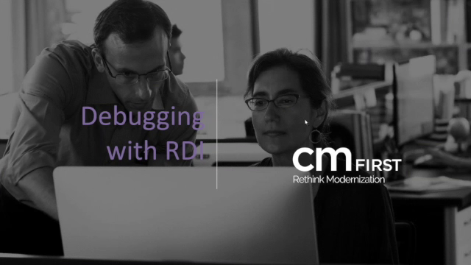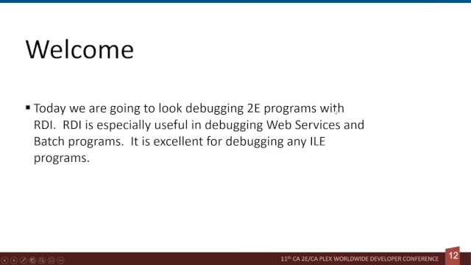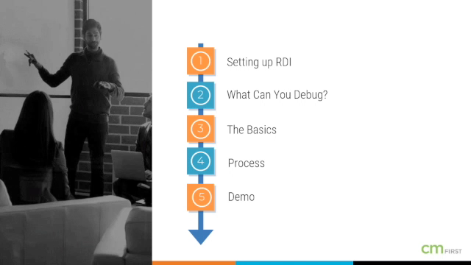Yes. Okay, great. So today what I am going to do, like Mark said, is talk about debugging with RDI. RDI is a tool that's really good for debugging web services and batch programs. But you can debug anything ILE. You can also debug other things, but the way I'm showing you how to debug today is going to be targeted directly at ILE programs.